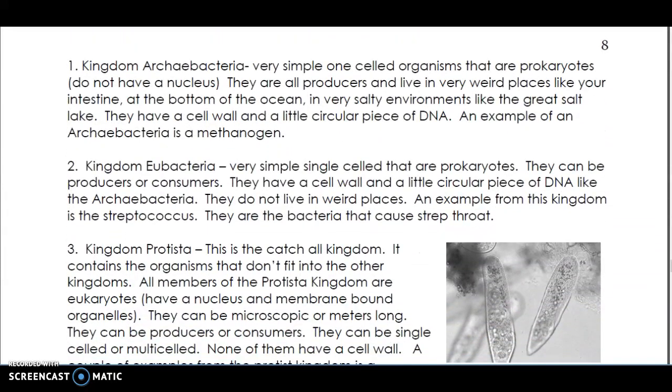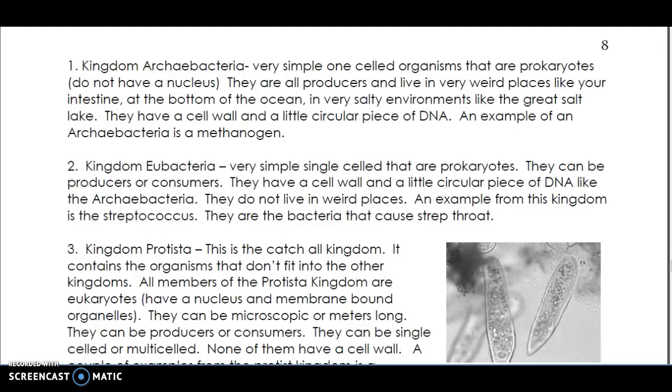One. Kingdom Archaebacteria. Very simple one-celled organisms that are prokaryotes. That means they don't have a nucleus. They are all producers and they live in very weird places like your intestine, at the bottom of the ocean, in very salty environments like the Great Salt Lake. They have a cell wall and a little circular piece of DNA. An example of an archaebacteria is a methanogen.